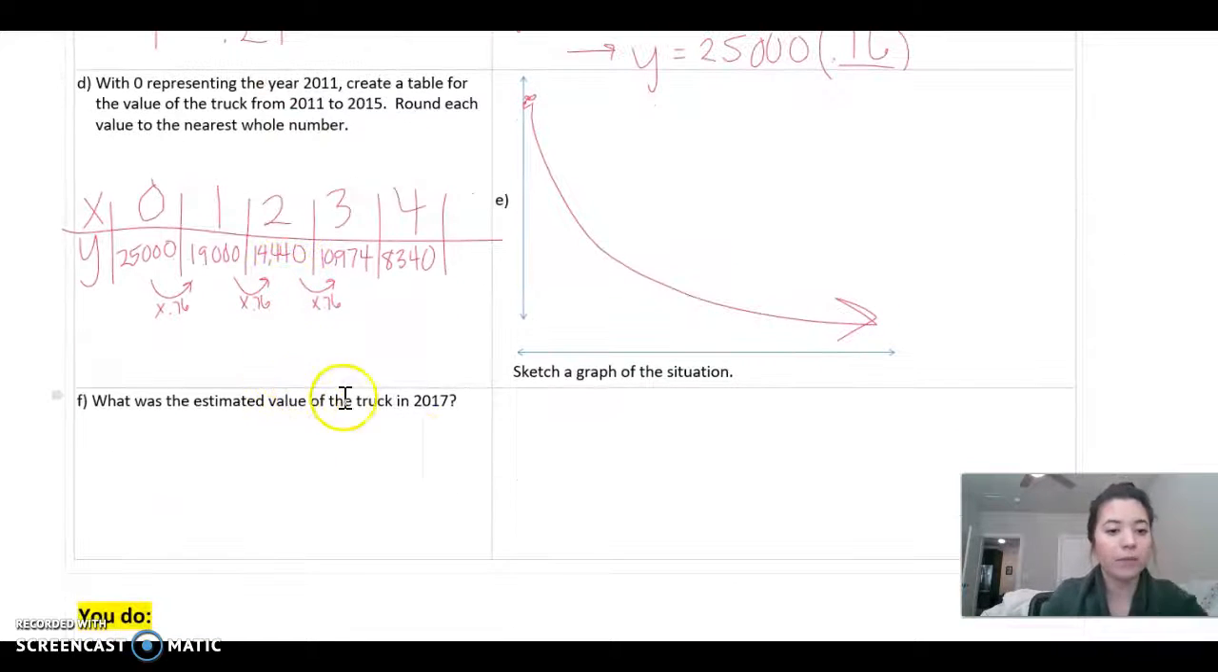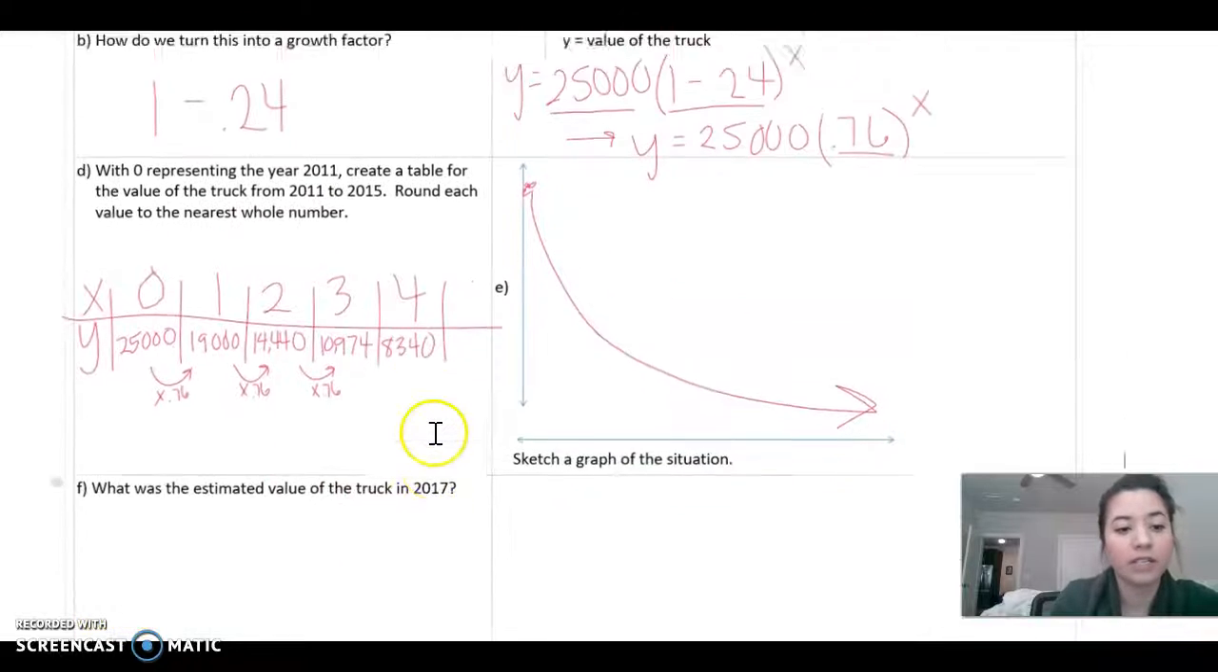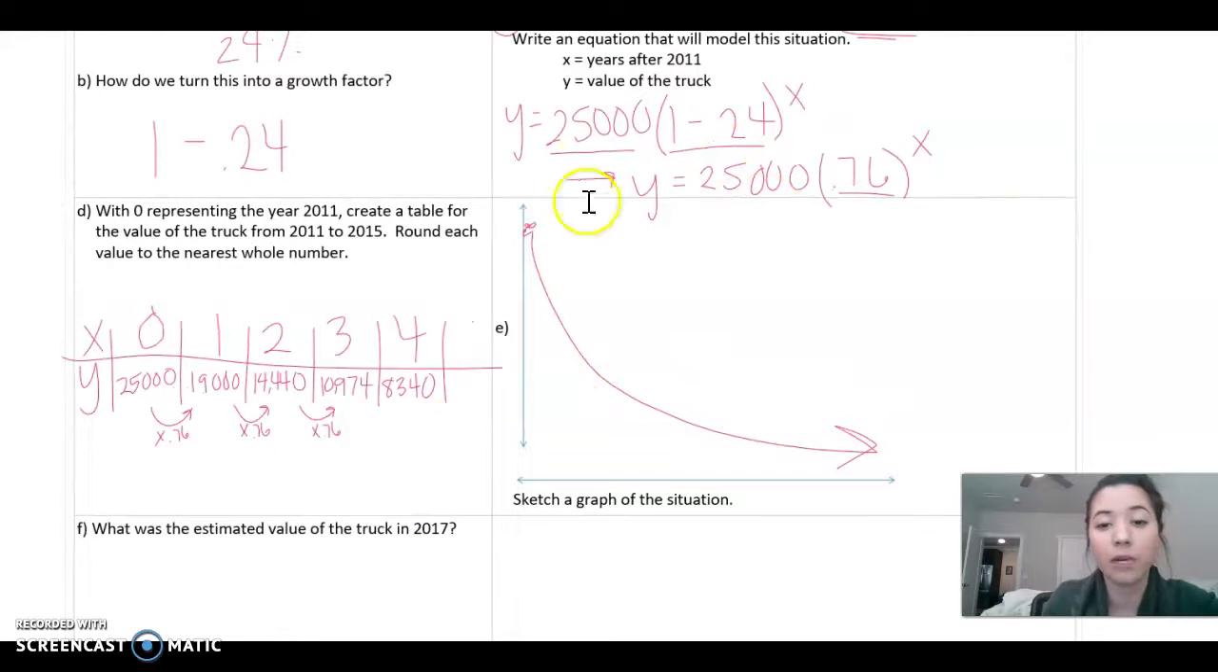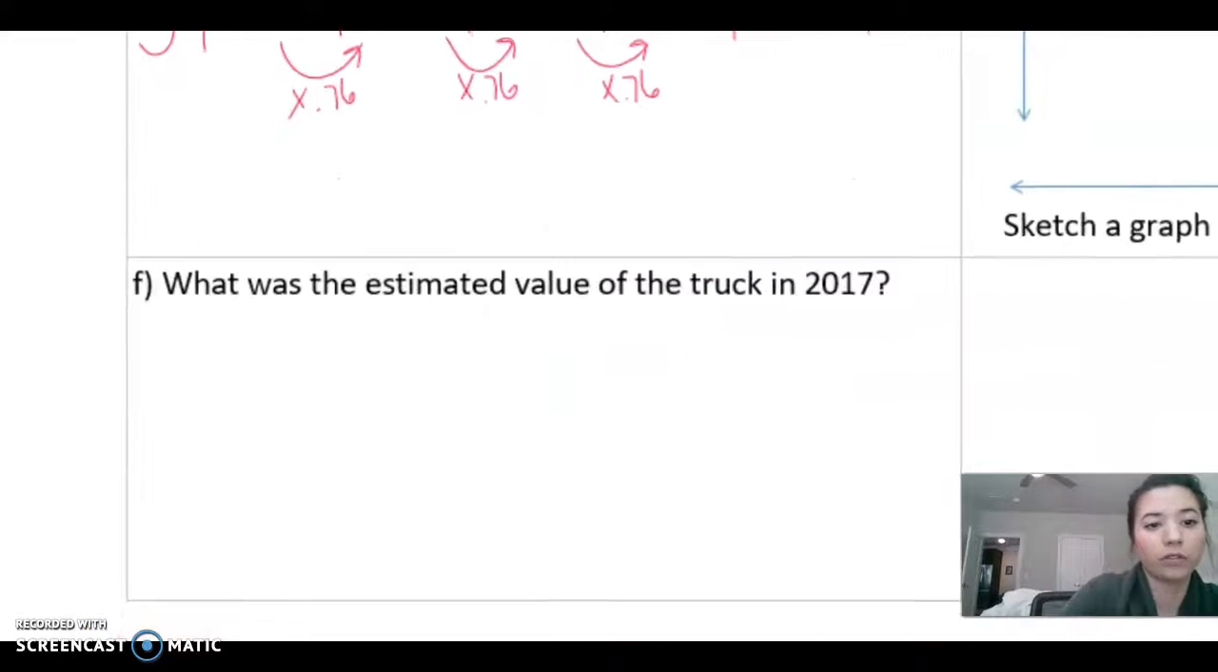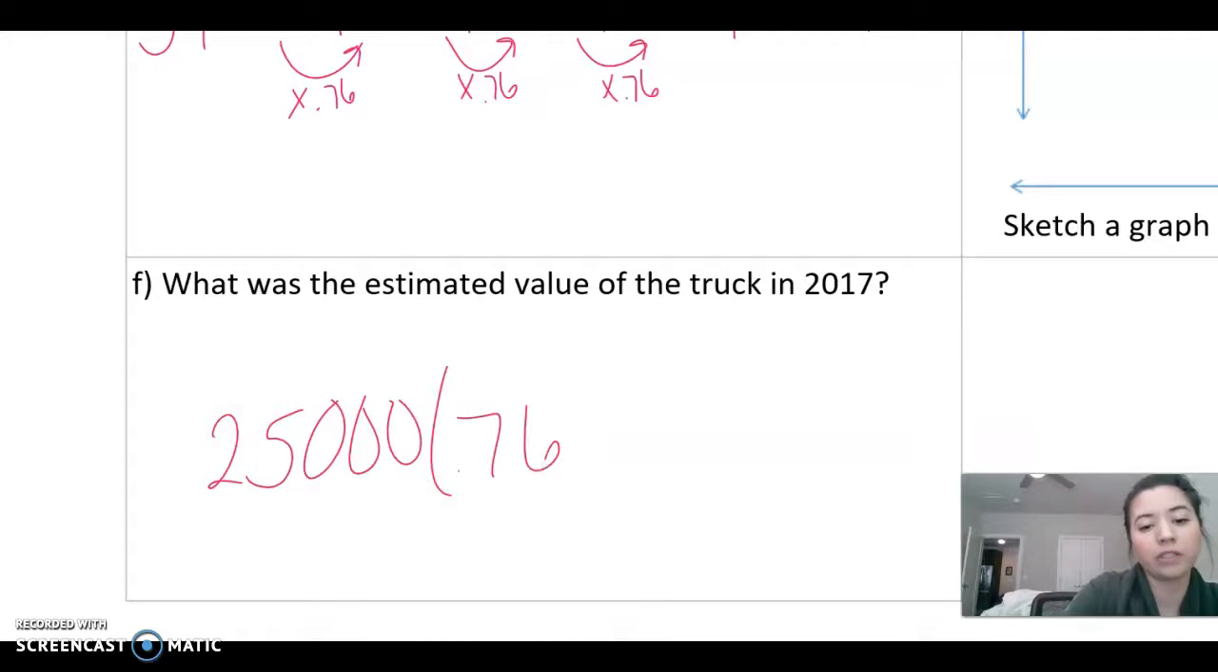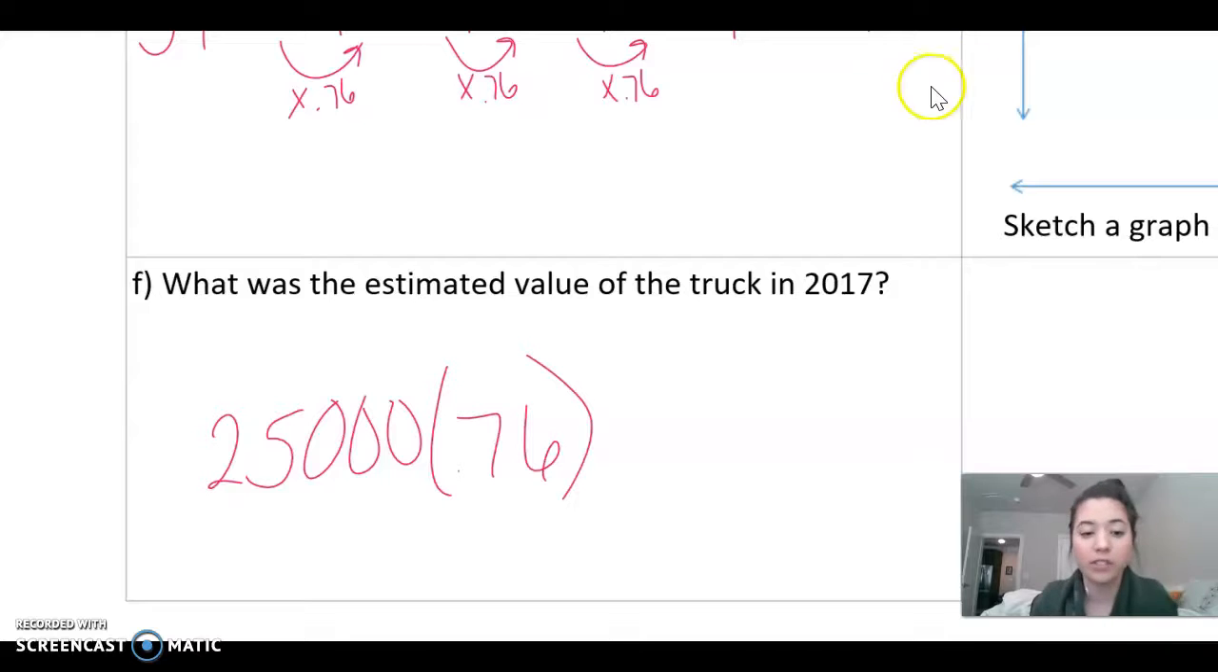Okay, now we say, what was the estimated truck worth in 2017? So I know I'm going to use my equation that I've created. 25,000 times 0.76. Now we started in 2011. So 11, 12, 13, 14, 15, 16, 17. So this is 6 years later.